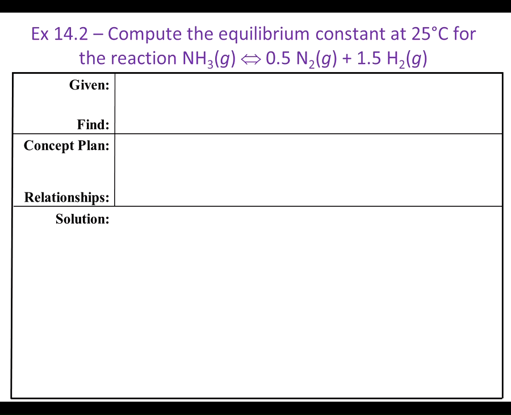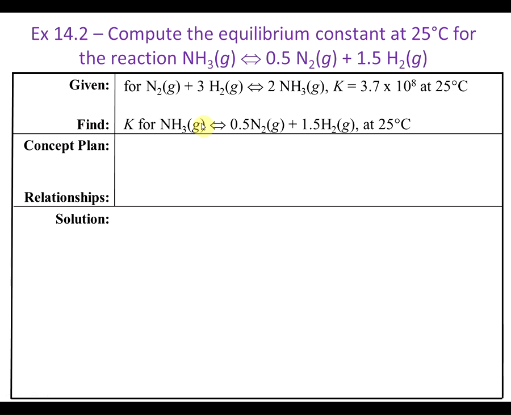Now this first problem, this example 14.2, we've already done in class, and they want us to calculate the equilibrium constant for this reaction of converting ammonia into its elements. Now to do this, we have to look up the equilibrium constant for the reaction of nitrogen and hydrogen. So this would be given to you. And for this reaction, notice that we actually want to find the equilibrium constant for the reverse reaction, and yet the coefficients are a little bit different. So we need to reverse the reaction and divide by 2.